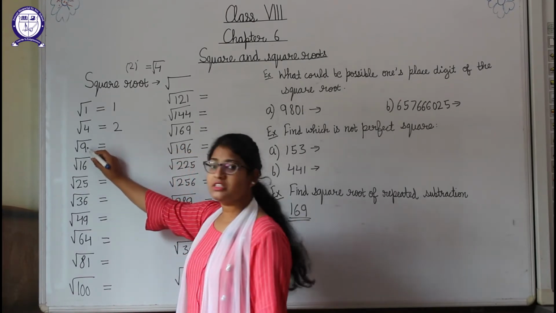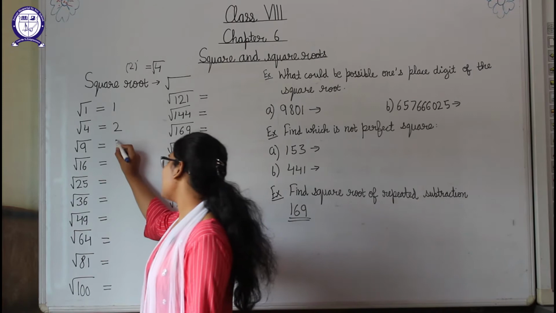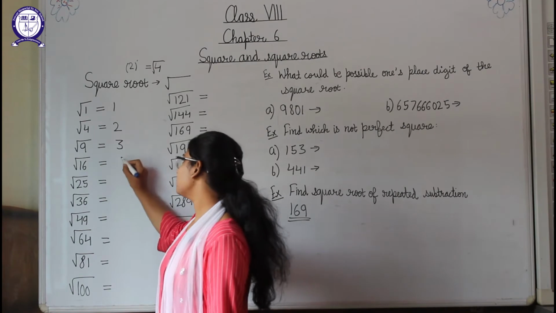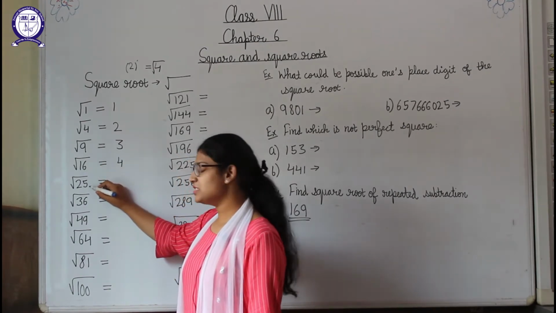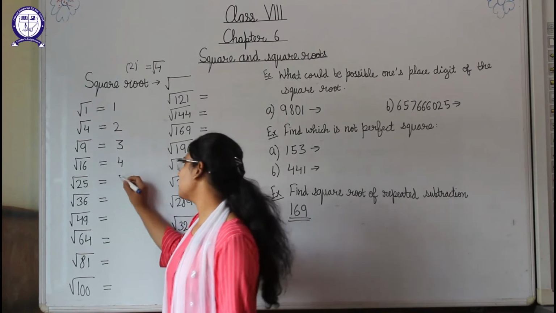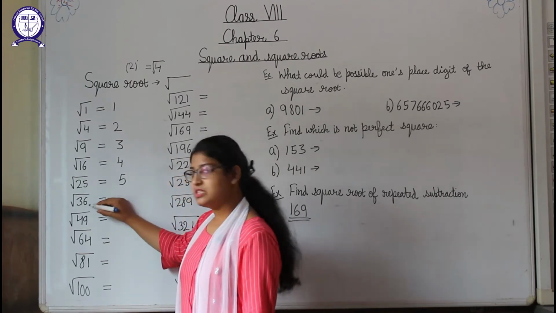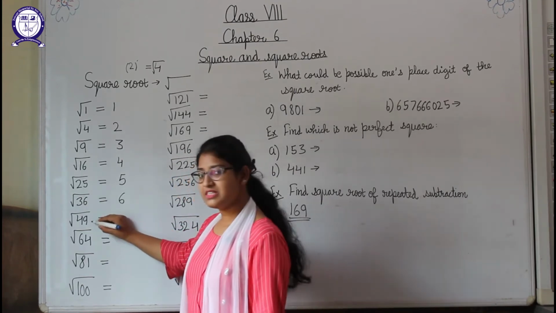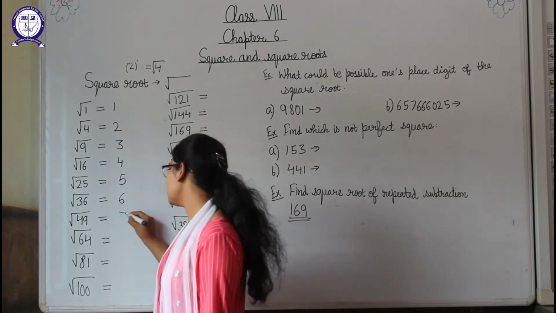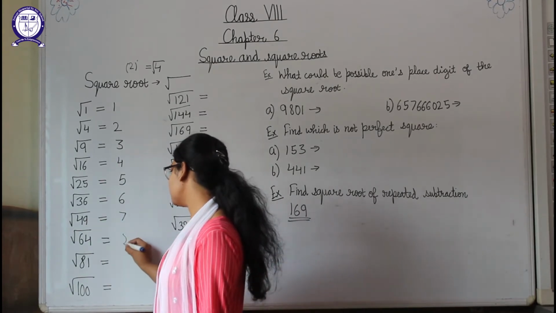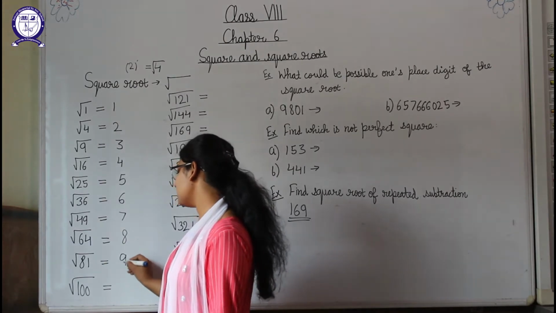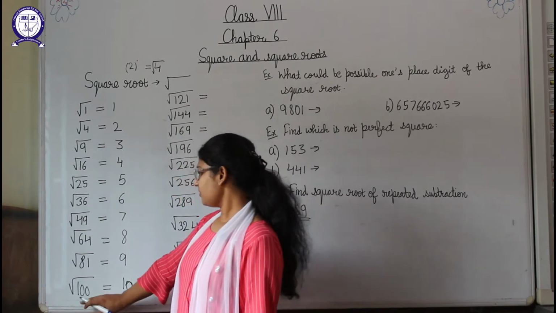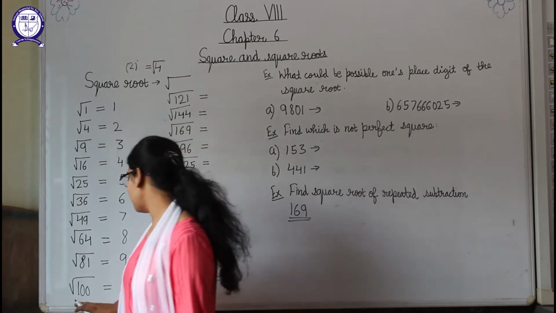Like this, 3 3s was 9, and the square root of 9 will be 3. In the same manner, the square of 4 was 16, so the square root of 16 is 4. 5 5s means the square of 5 was 25, so the square root of 25 will be 5. 6 6s are 36, so the square root of 36 will be 6. 7 7s are 49, so the square root of 49 is 7. In the same manner, the square root of 64 is 8, 9 9s are 81, so the square root of 81 is 9. In the same manner, 10 10s are 100, or we can say that the square root of 100 is 10.